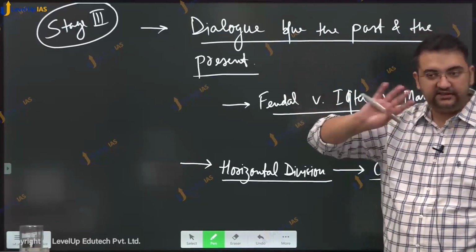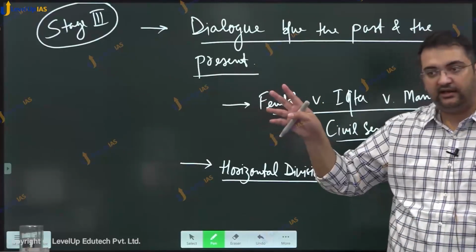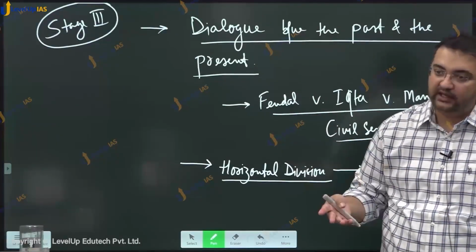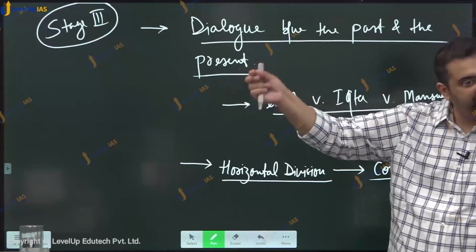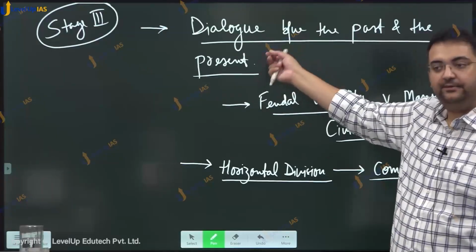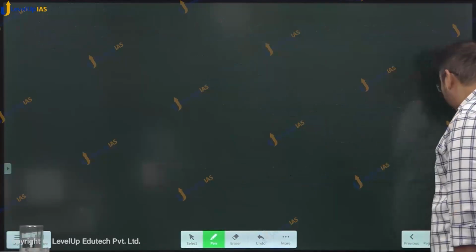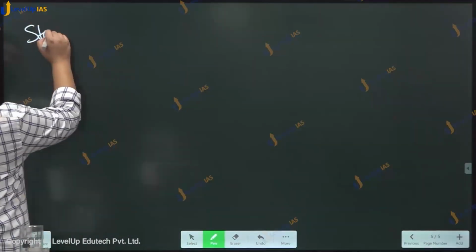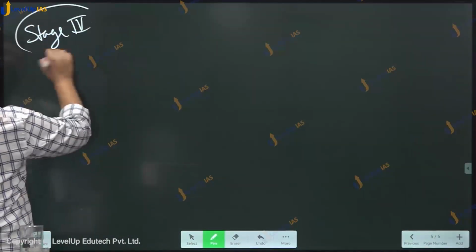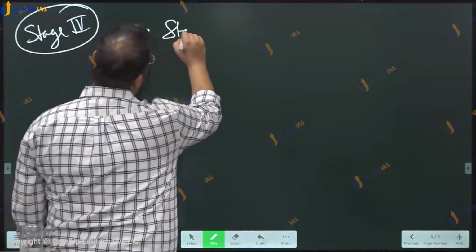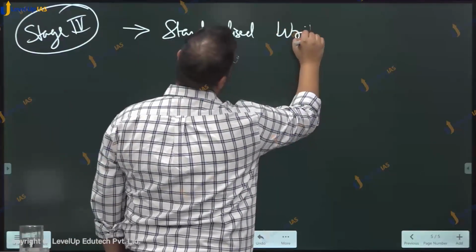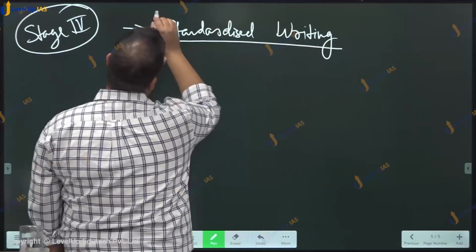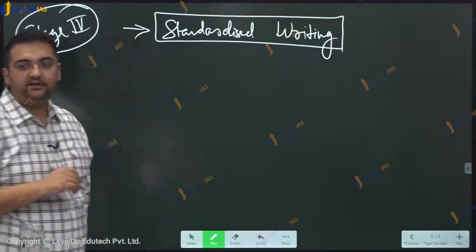तो ये सारे तीनों stages अलग अलग हमको नहीं करने हैं, साथ में ही करने हैं. It is just that the level of analysis is going to be deeper. In some areas we will keep ourselves limited only to the first stage of discussion. कहीं पे second stage, कहीं पे third stage भी आएगा. But what is going to be common to all the areas that we are going to cover is stage 4. That is standardized writing. We are talking about answer writing.